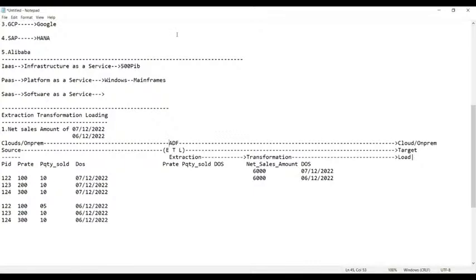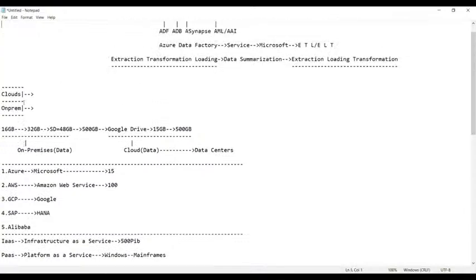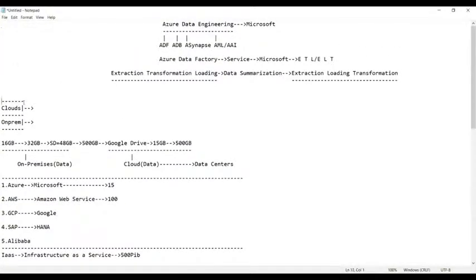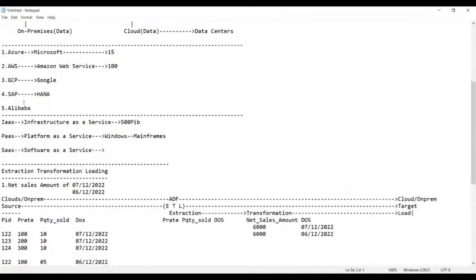Okay, guys, that's it. The rest, how exactly ADF is used and how things are done in ADF, we will see in the next session tomorrow.